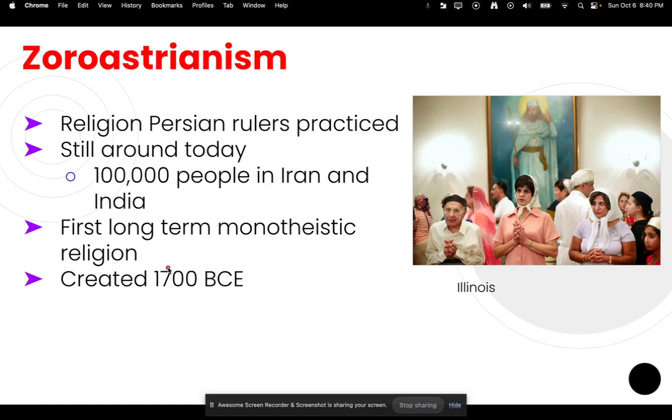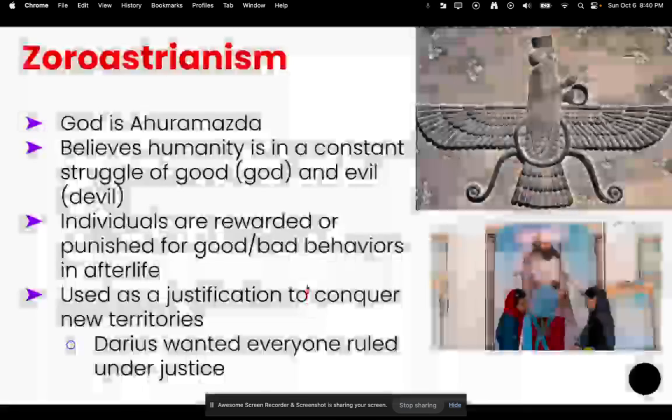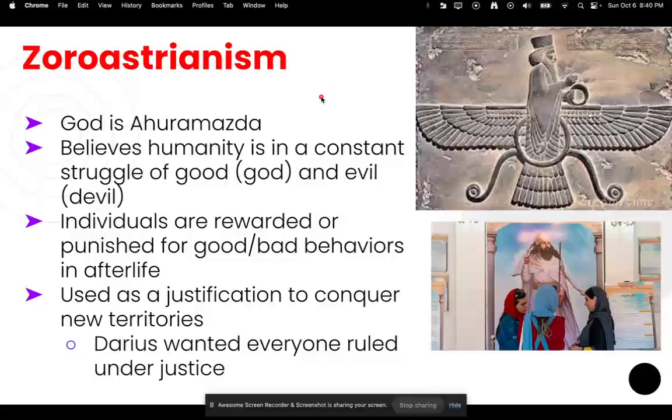So Zoroastrianism is the first long-term monotheistic religion to be created, as far as historians know, because it was created all the way back in 1700 BCE. So in Zoroastrianism, there's only one god. That god's name is Ahura Mazda.